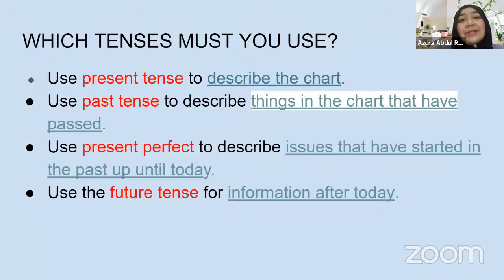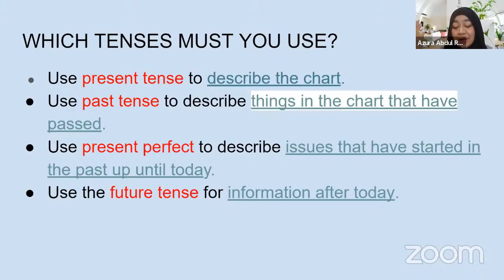Now, which tense do you use? Here you have the present tense to describe the chart. Use the past tense to describe things in the chart that have passed. Say there are dates there, 2018, 19, 20. When you're describing things that are in the past, make sure that everything is written in the past tense. Use present perfect to describe issues that started in the past but are still going on until now. And future tense for information after today.